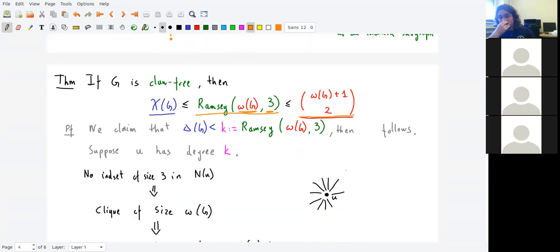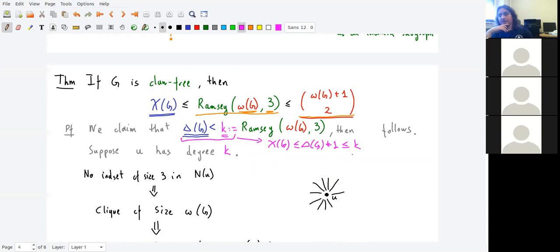Good. What we will actually prove is a stronger statement than just bounding the chromatic number. We'll prove that the maximum degree is strictly smaller than this number K, this Ramsey number. And obviously, if I prove that the maximum degree is strictly smaller than K, then this implies that the chromatic number is at most the maximum degree plus 1, because I can trivially color the graph with delta plus 1 colors. And if delta is strictly smaller than K, then this is smaller or equal to K.